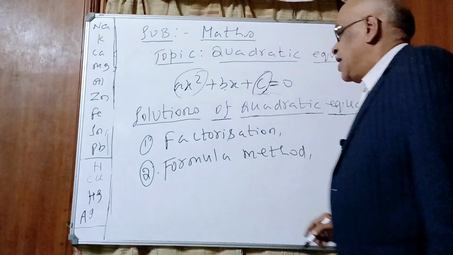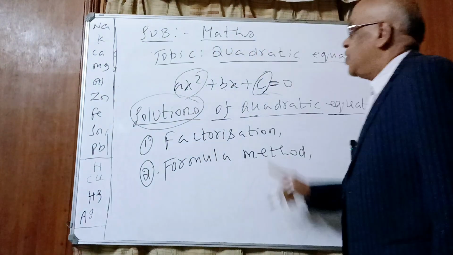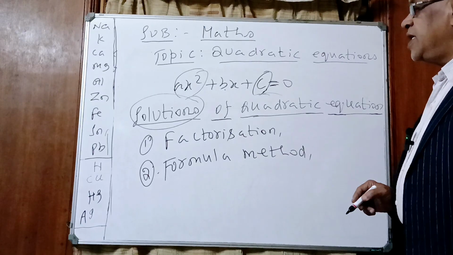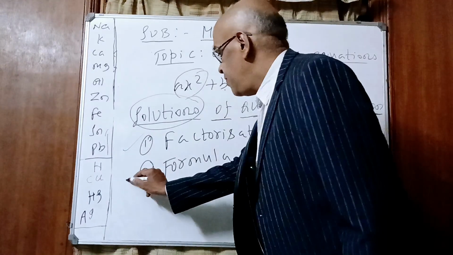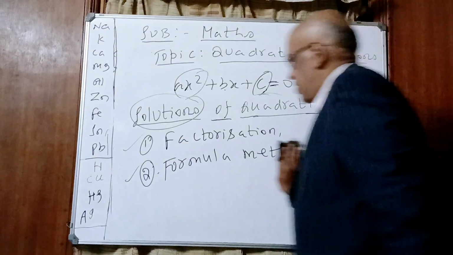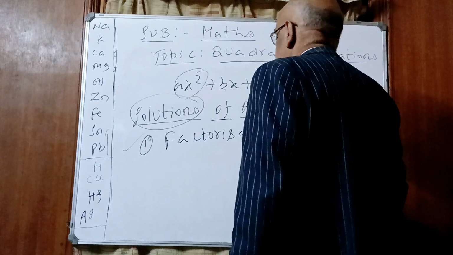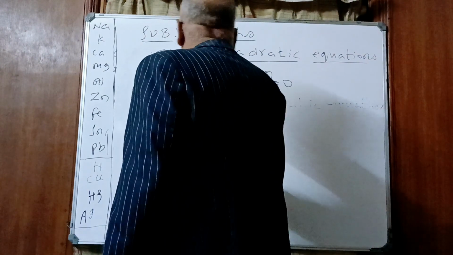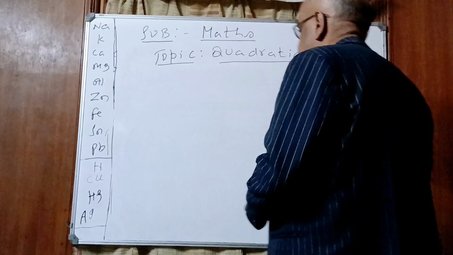We'll go slowly, children. Understanding basics is very, very important. What do solutions of a quadratic equation mean? To find the zeros. There are 2 zeros because the degree is 2. How many methods are there to find the zeros of the quadratic equation? 2. Factorization method and formula. We'll go one by one now, children. First we'll go for factorization. Factorization method. Finding solution of quadratic equation by factorization method. First method.